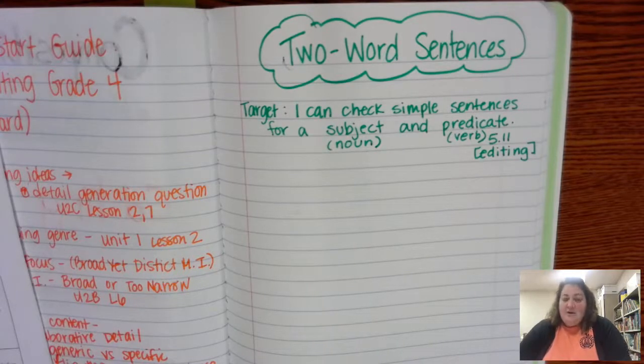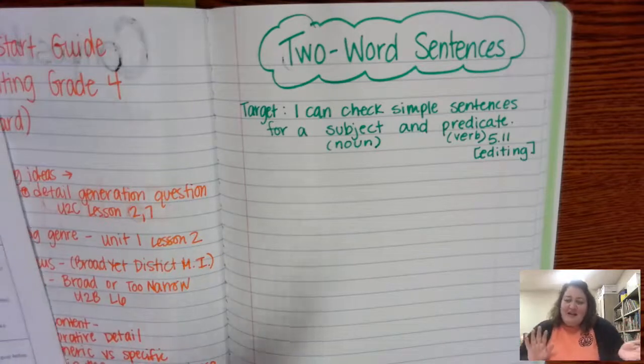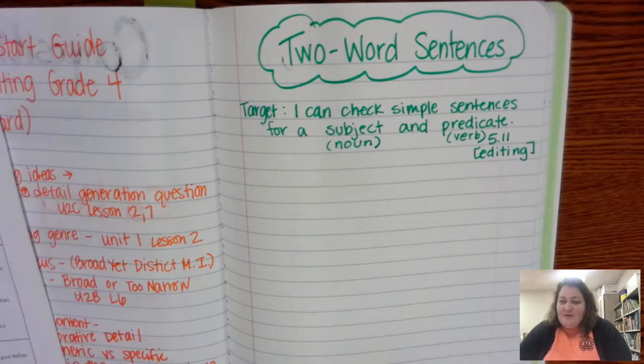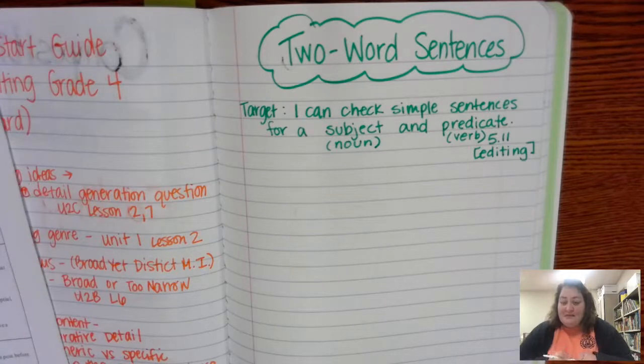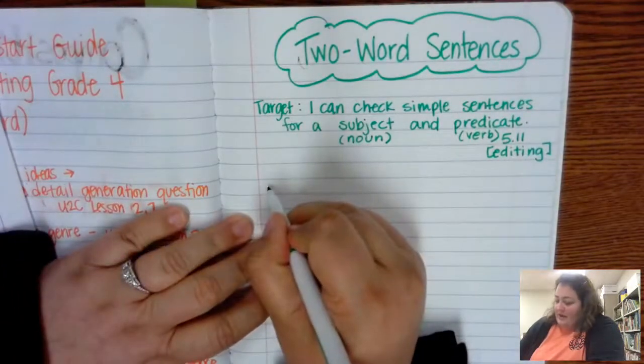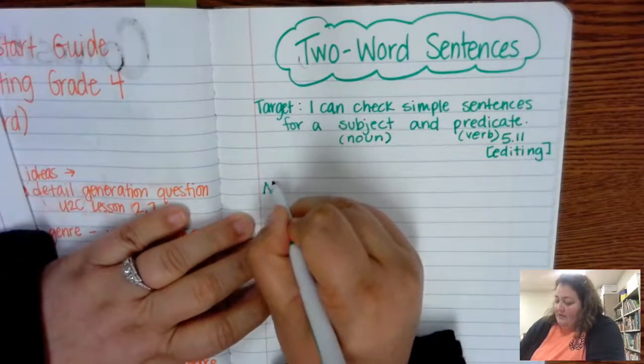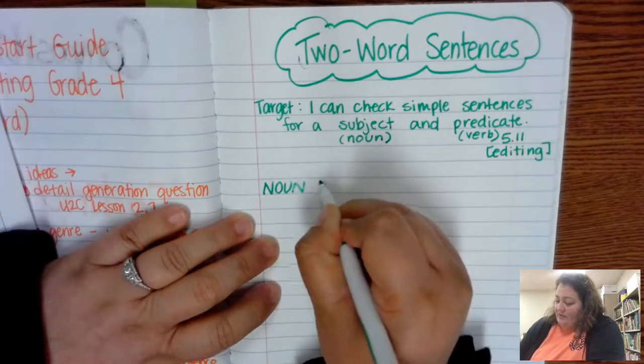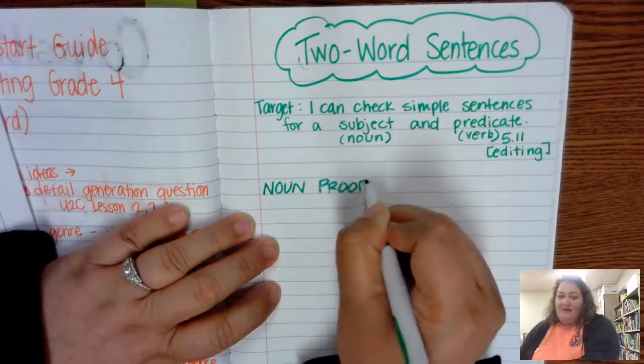I'm going to show you how to prove something is a noun. When you were growing up, you probably heard a noun is a person, place, or thing, right? But I'm going to give you a set proof that I want you to use from here on out every time you're checking to see if a sentence is complete, okay? So in our notebooks, we're going to write noun proof. This is how I prove it.